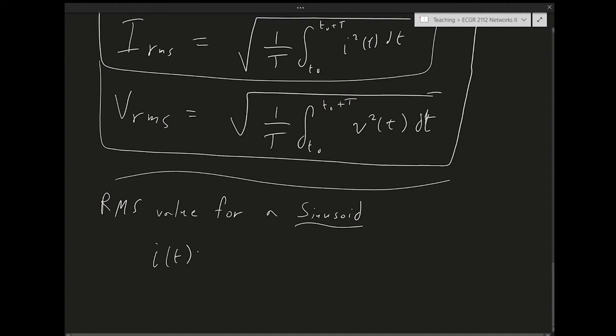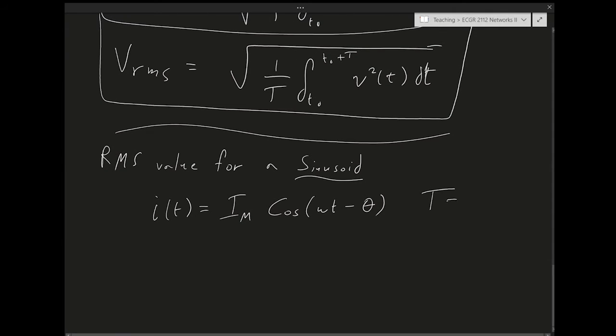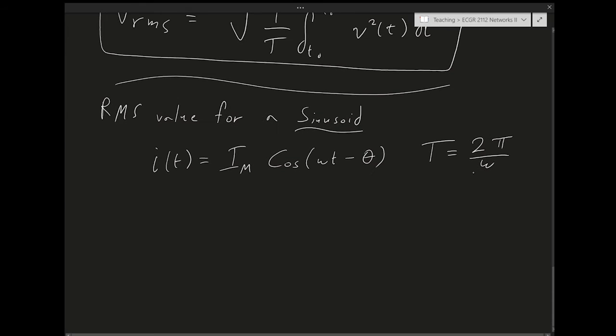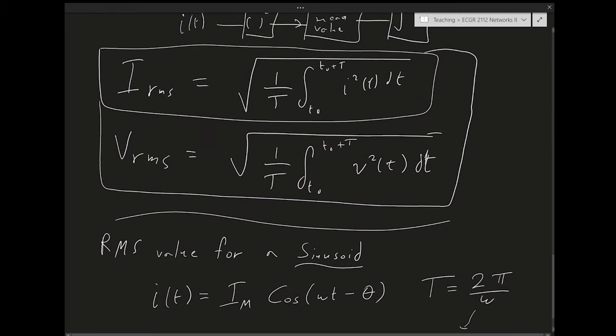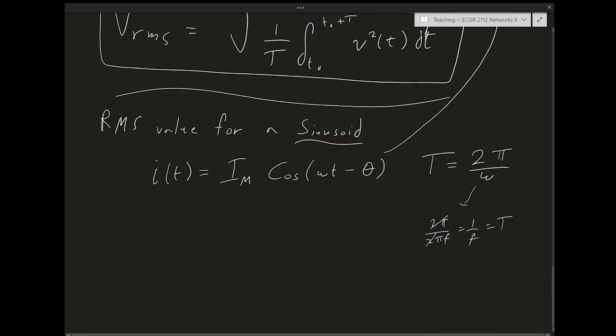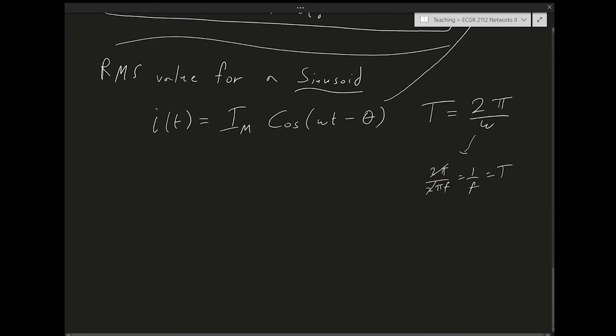So a sinusoid looks like this. It has a magnitude, and it has a phase, right? And then the period, we said, is going to be 2 pi over omega. We know that omega equals 2 pi f, so we end up with 1 over f, which equals T. Okay, let's plug in. All we need to do now is to take this and plug it in the definition of the RMS value and integrate.